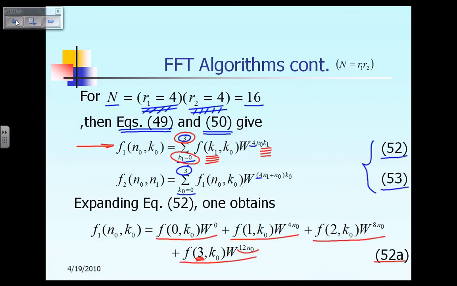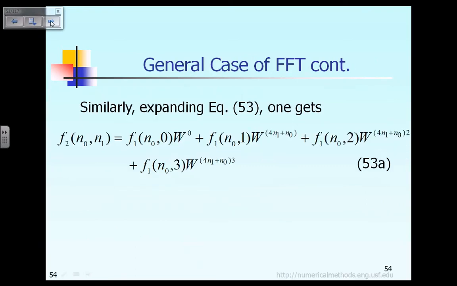For example, if you look at equation 53, which is this equation right here, you can see again the index k0 is supposed to go from 0, 1, 2 up until 3. So that means for that summation, you're supposed to have 4 terms, depending on the index k0 equal to 0 or 1 or 2 or 3. So you expand that equation, then you will get the 4 terms.